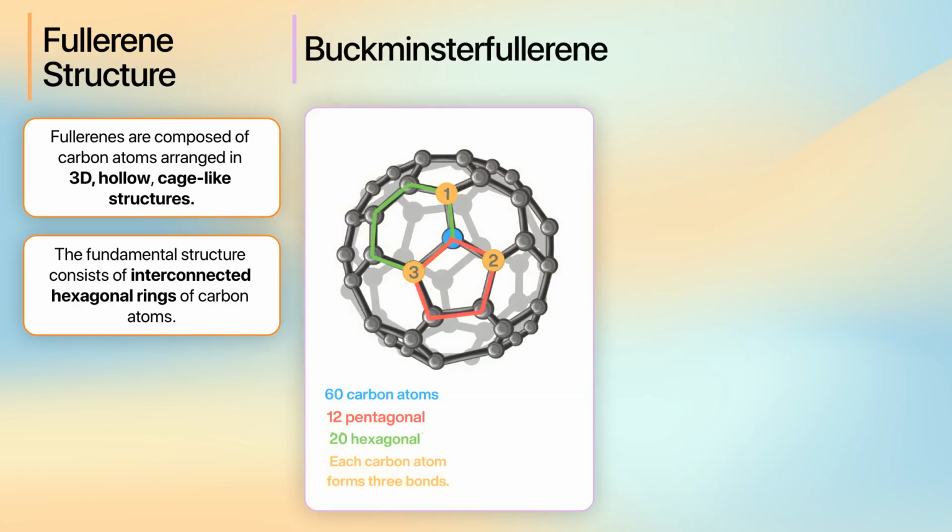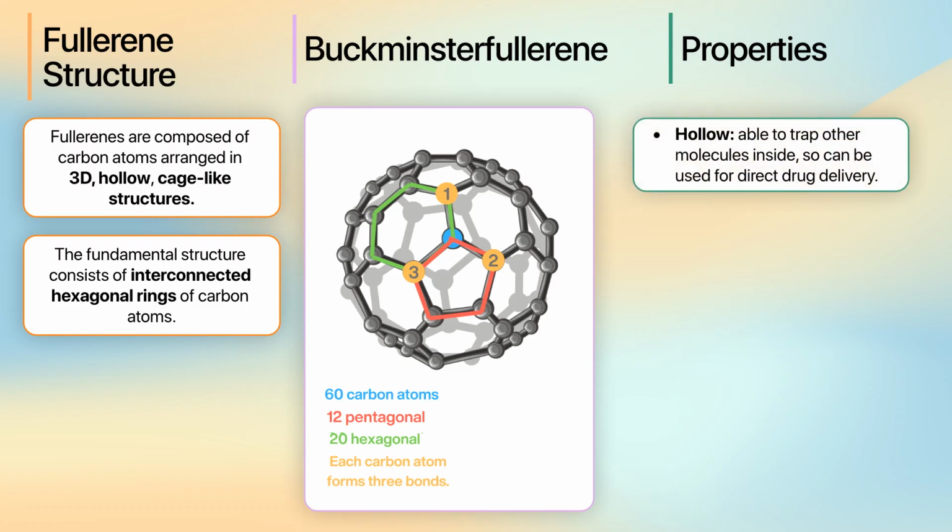In today's lesson, we delved into the structure of fullerenes, hollow, cage-like structures composed of carbon atoms in hexagonal rings. We discussed Buckminsterfullerene, C60, also known as a buckyball, and its specific structure of hexagons and pentagons. We then understood different uses of fullerenes because of their specific properties. Their hollowness means they can trap other molecules inside them, meaning they can be used to deliver drugs directly to targeted cells, such as cancer cells.